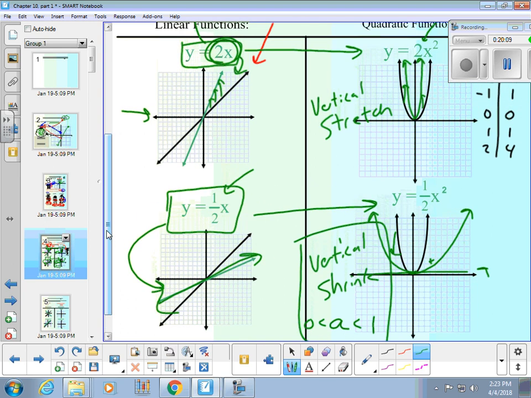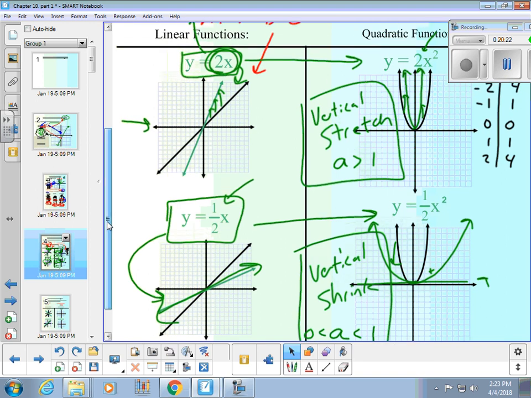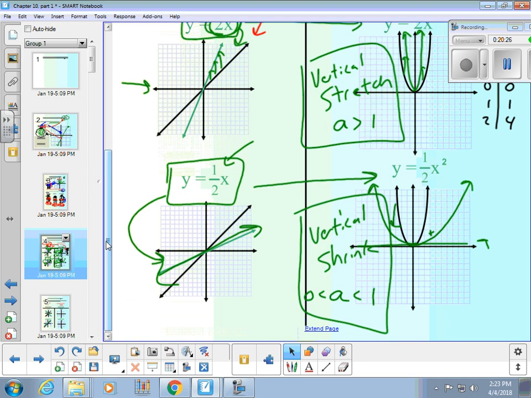Going back to vertical stretch for a second, I should put something with that too. This is when a is greater than 1, right? Just like with a slope. When the slope is greater than 1, we got a steeper line. Same thing here. Again, kind of like the slope for a linear, but for a quadratic now. Anything bigger than 1 makes it steeper. Anything between 0 and 1 makes it flatter.